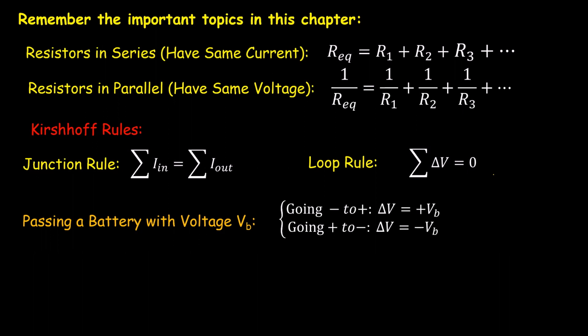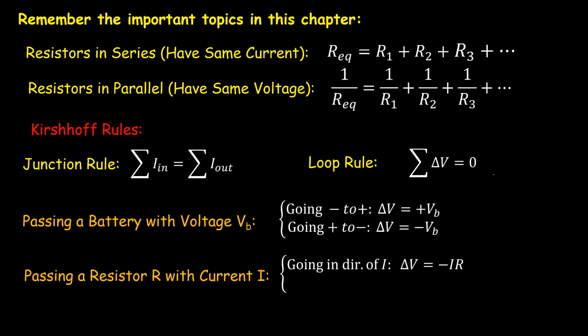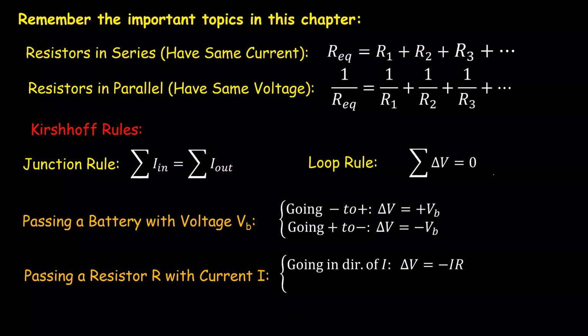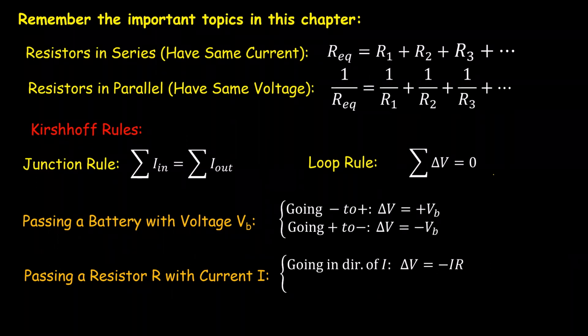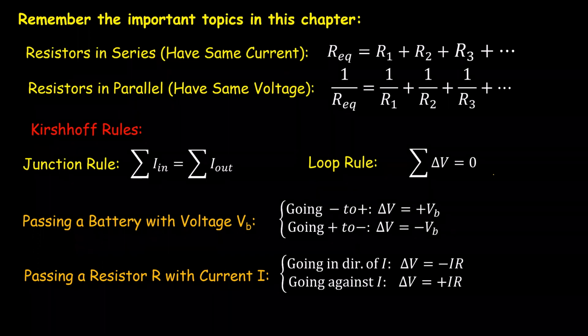voltage of the battery. And if you're passing through a resistor that has current I in it, then if you go in the direction of current I, delta V is negative IR. In the direction of current, delta V is negative because you're going from high potential to low potential, because current goes from high potential to low potential. And then going against current, delta V will be positive IR. So this was what we had so far.